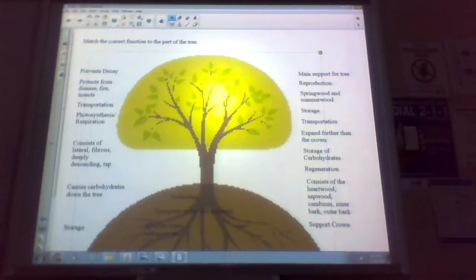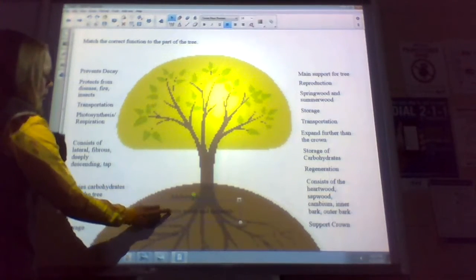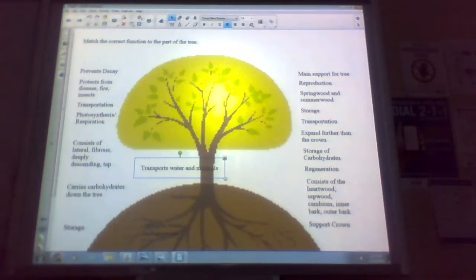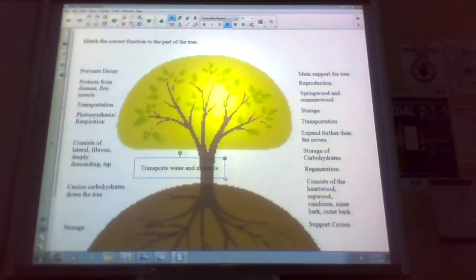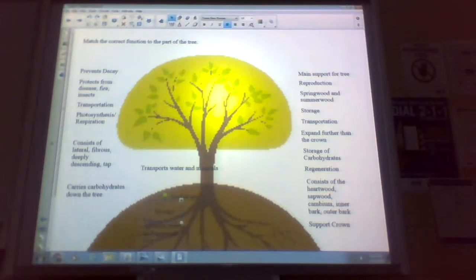As a side note, since I did move transports here, transports are also happening in the trunk of the tree because the water and minerals have to get up to the top. So although the roots do transport, so does the trunk, and technically so does the crown. So you're going to see a lot of crossover between these ideas. You're also going to find that our root system does a great job storing. It stores water for later use. It stores minerals for later use.